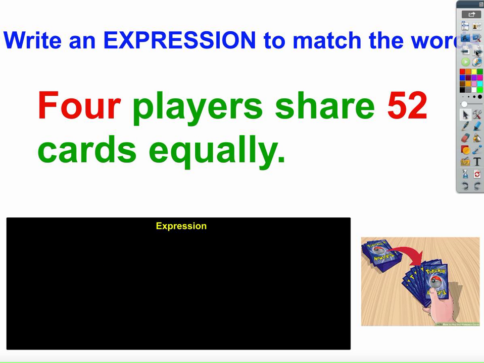And this one, 4 players share 52 cards equally. If we're sharing things equally, that is division. So this is what's being split up, is the cards. So we would take 52 and we would divide it by 4.